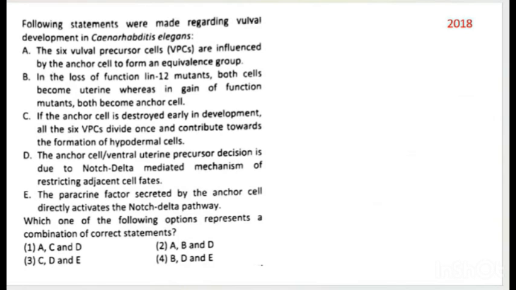Right. See, one more question is there. Try this question now. This is 2018. Try it out.